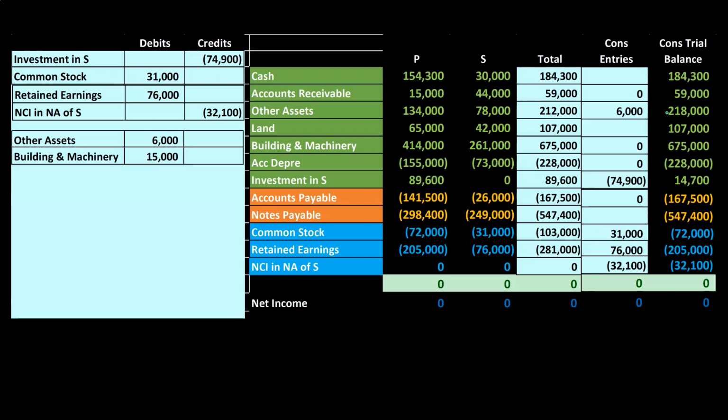Then on the other side, building and equipment was also increased. So the building and equipment is going to be going up by the 15,000 because the fair value was higher than the book value by that 15,000.